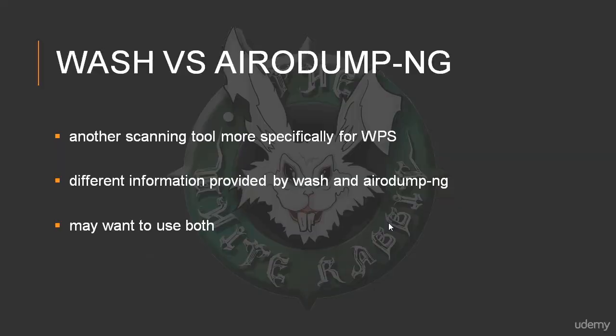This other tool that I mentioned is known as wash, and it is specifically designed to provide information about WPS usage in the various access points that can be detected around. AeroDumpNG that we have been using before is a more general purpose scanning tool and doesn't say as much about WPS. Since different information is provided by wash and AeroDumpNG, generally we may want to use both.